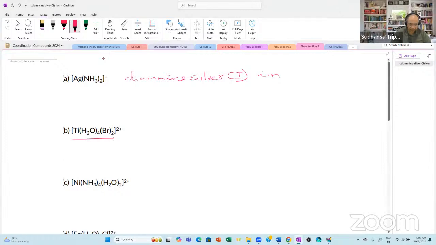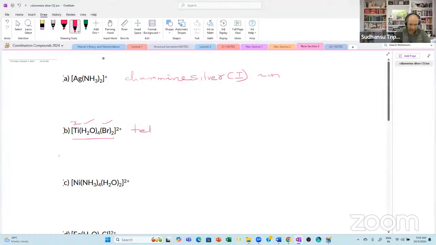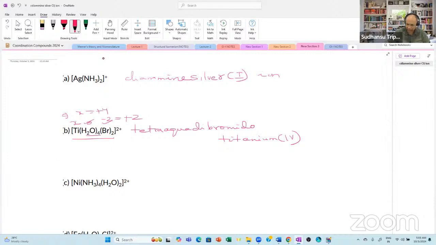Then what is the name of this? Tetraaqua dibromido titanium 4 ion. First, you find out the oxidation state. X minus 2 is equal to plus 2. Water is a neutral ligand, so X comes to be plus 4. Titanium is in the plus 4 state. So tetraaqua, dibromido or dibromo, then titanium, and the correct oxidation state is IV. I hope you understand. What is the next one?